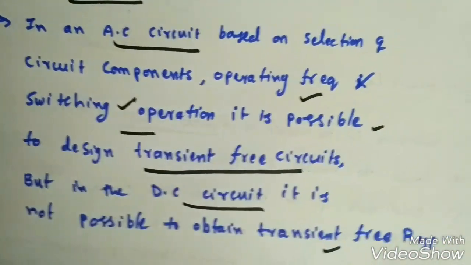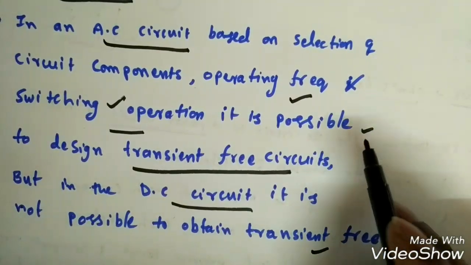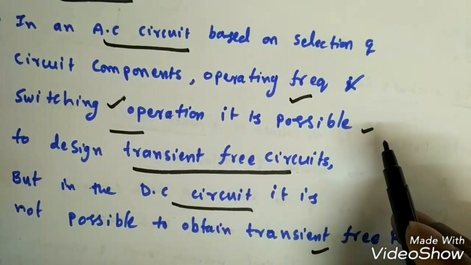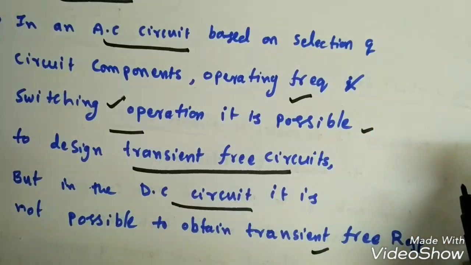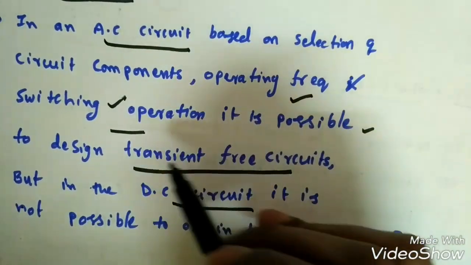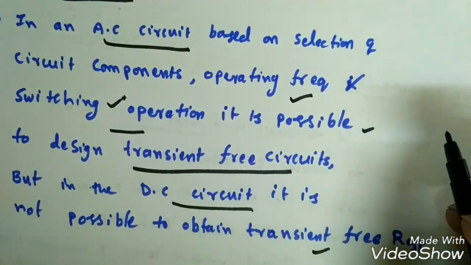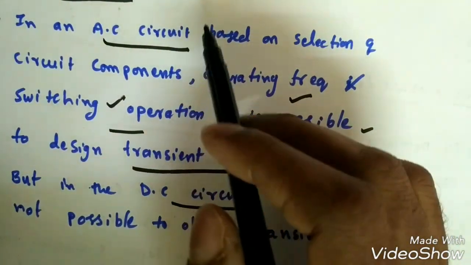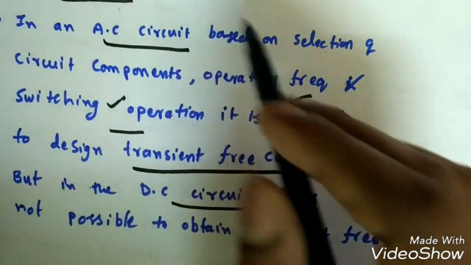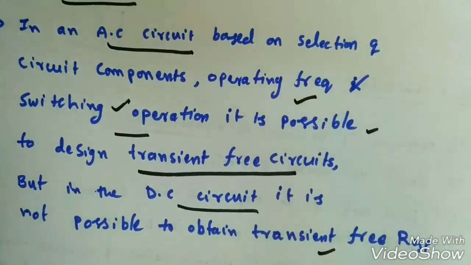response. The reason is, when we apply DC sources to the inductor and capacitor, they always oppose sudden changes. But when you apply an AC signal, it is a slowly increasing or decreasing function, so they will act depending on the frequency we are applying. That's why we can get a transient free condition in an AC circuit.